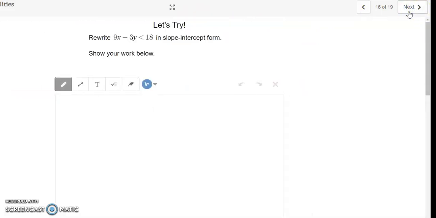All right, now for number 16, it says rewrite in slope-intercept form. You can use the drawing or the text feature if you'd like. So let's first write the problem, and then we're going to try to get this into y equals mx plus b form. So I need to get rid of the x, and I'm going to remember this is a positive 9x. So I'm going to do the opposite of addition, and I'm going to subtract 9x from both sides.